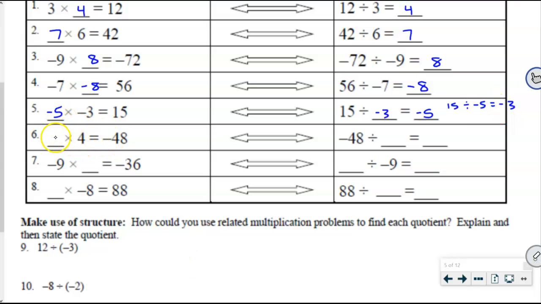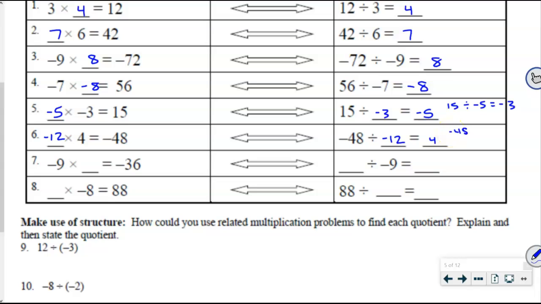Something times 4 is negative 48. What is that something? Go ahead, just call it out. Yes, negative 12, in unison there. Negative 12 times 4 is negative 48. So when I rearrange that, what's it going to be? Negative 48 divided by, we could say, negative 12. And that's going to be equal to a positive 4. A negative divided by a negative is a positive.